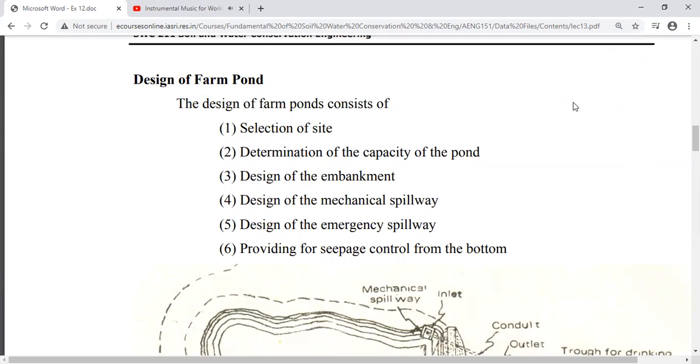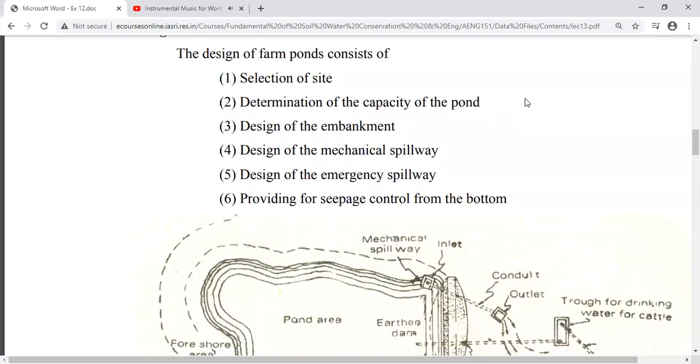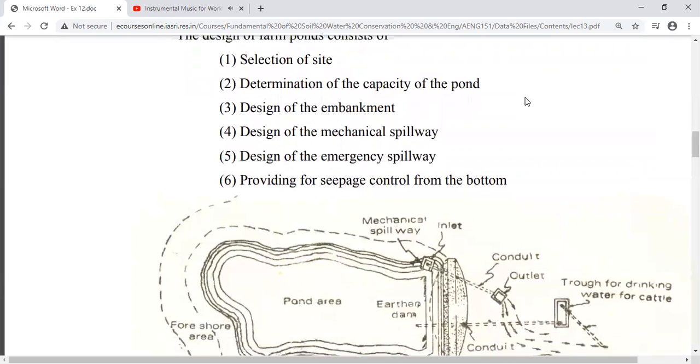Design of farm ponds. The following parameters should be considered at the time of design of a farm pond. First one is selection of site, then determination of the capacity of the pond, then design of the embankment, design of mechanical spillway, design of emergency spillway, and providing for seepage control from the bottom.